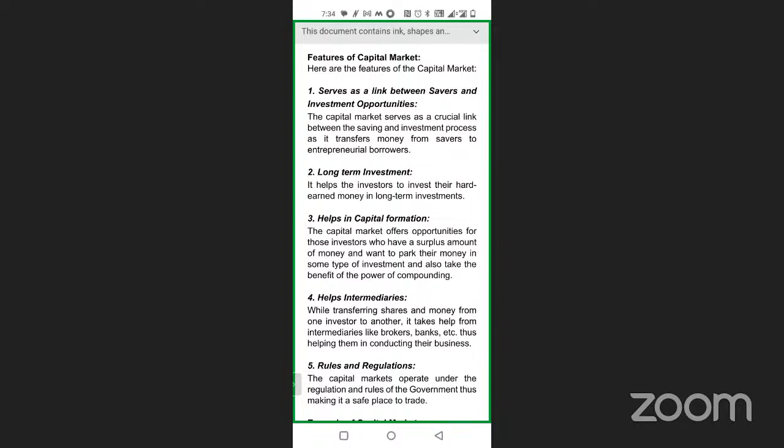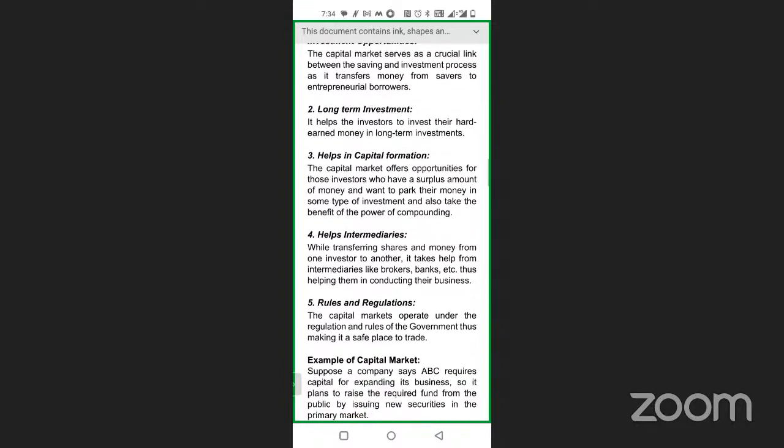Third, it helps in capital formation. Yesterday we had a discussion about that. Why is the name capital market? Because it is creating capital for the companies, for the corporate houses who want to start their own ventures, or maybe start their own business expansions. They will open their shares for the general public, and in that way the capital formation is made.